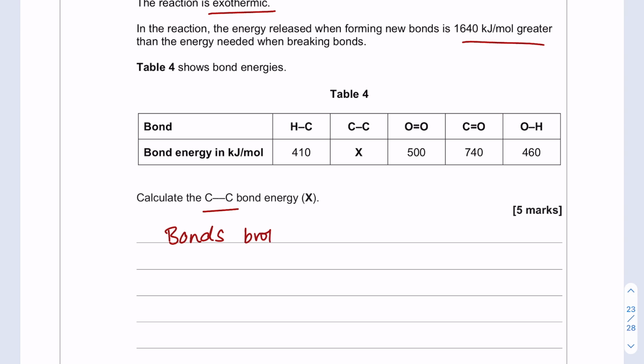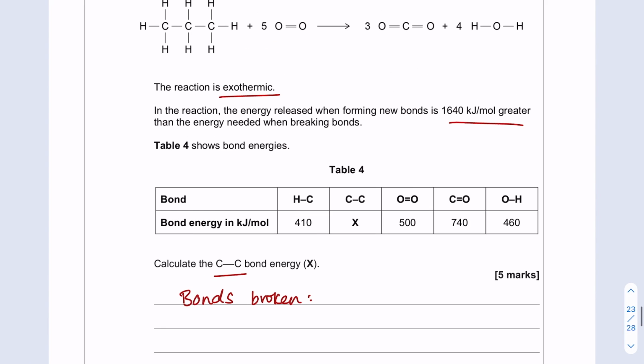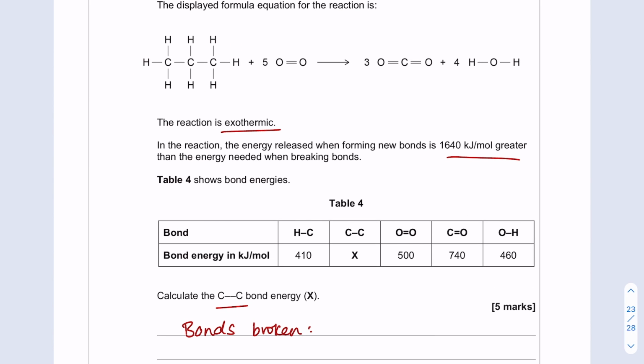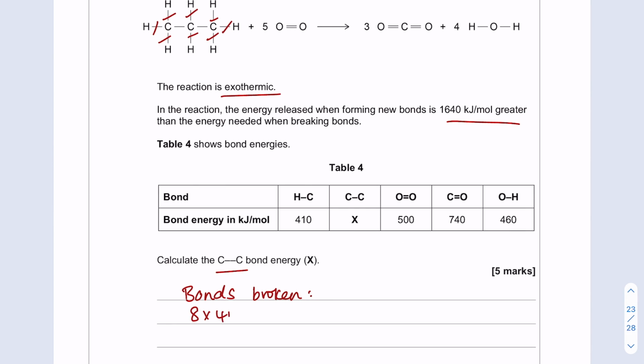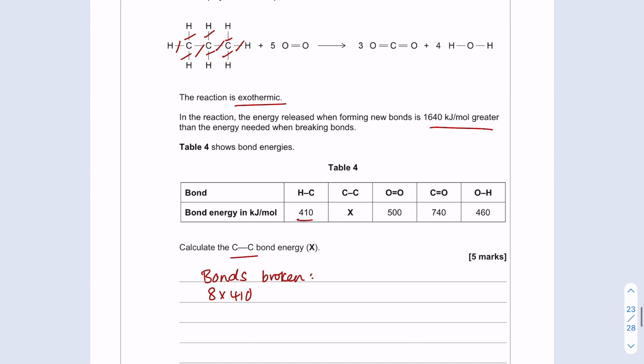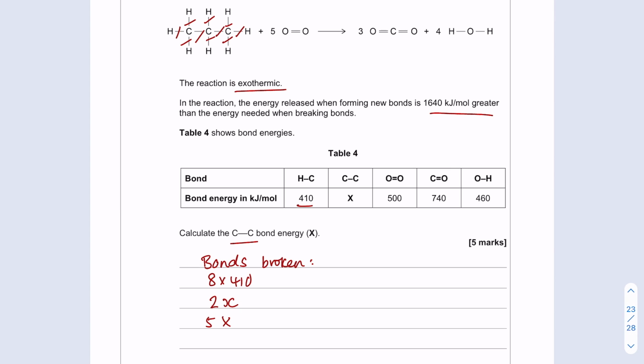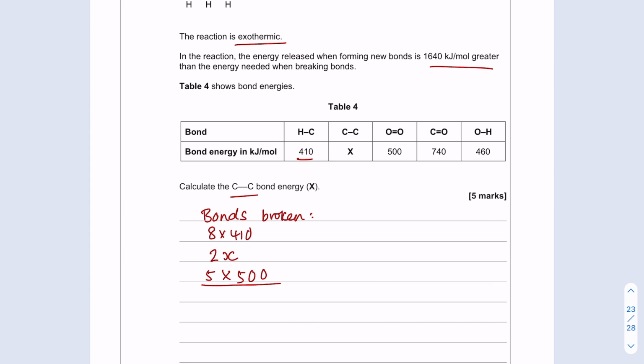So let's first of all calculate our bonds broken. So we're looking over here. Count the number of C-H bonds. 1, 2, 3, 4, 5, 6, 7, 8. So that's 8 times 410. Then we have 2 lots of the C single bond C, which we're after, which is x. And then we need 5 lots of the O double bond O. Let's add that up. So that becomes 5,780 plus 2x.